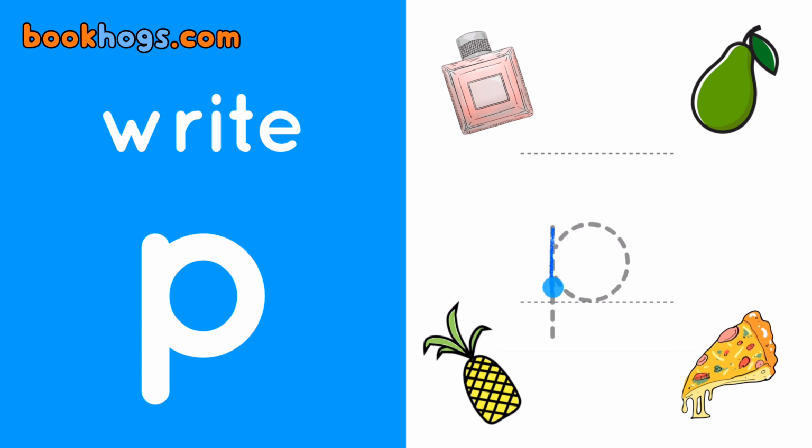Today we're going to learn how to write lowercase p and then look at some words that begin with the letter. So let's begin. Lowercase p sits on the bottom line. Draw the tail first and then the circle, like this.